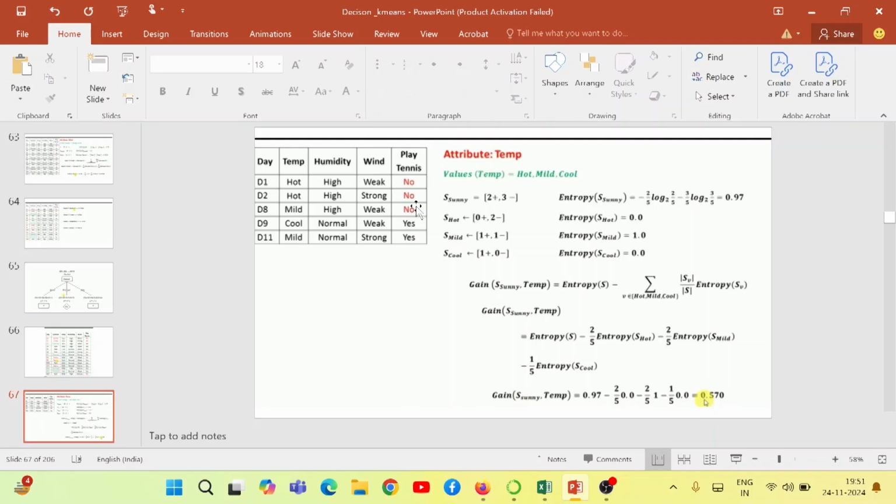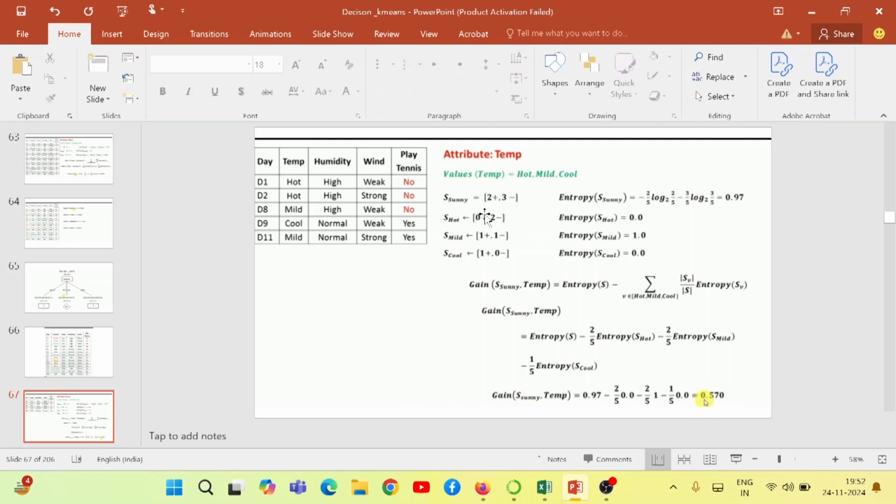This time in our sample, total 5 values we are having, in which 2 yes and 3 no. So the entropy of this sample, we substitute this value over here. This will be 0.97. Similarly, temperature. If the temperature is hot, then there is no chance of playing the match. So 2 minus is coming over here; we could not play it 2 times.